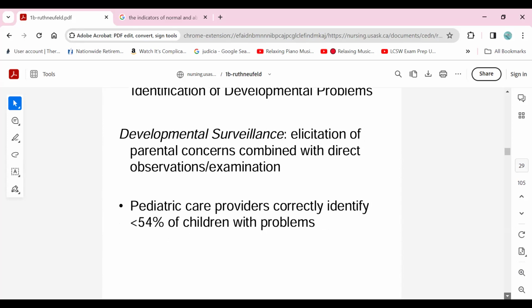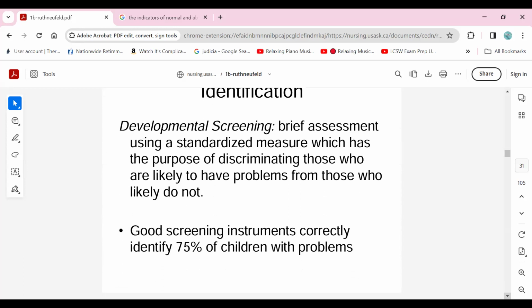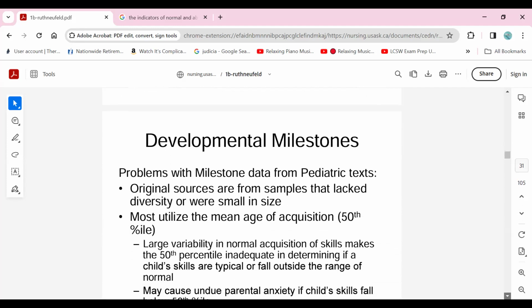Identification of developmental problems: developmental surveillance and elicitation of parental concern, combined with direct observation and examination. Pediatric care correctly identifies 54% of children with problems. Developmental screening is a brief assessment using a standard measurement, with the purpose of discriminating those who are likely to have problems from those who likely do not. Good screening instruments correctly identify 75% of children with problems.